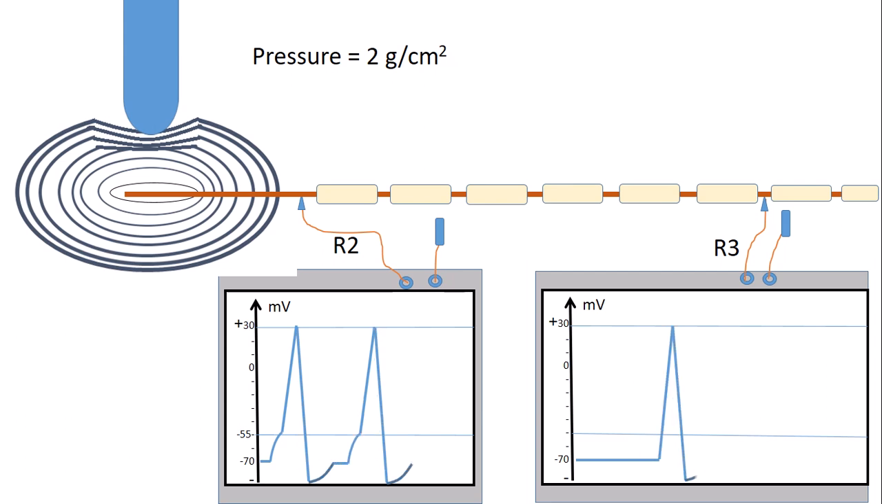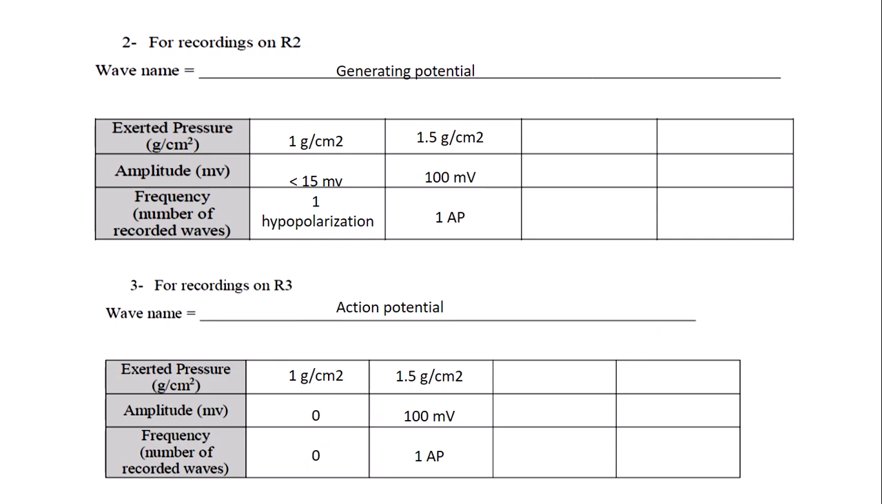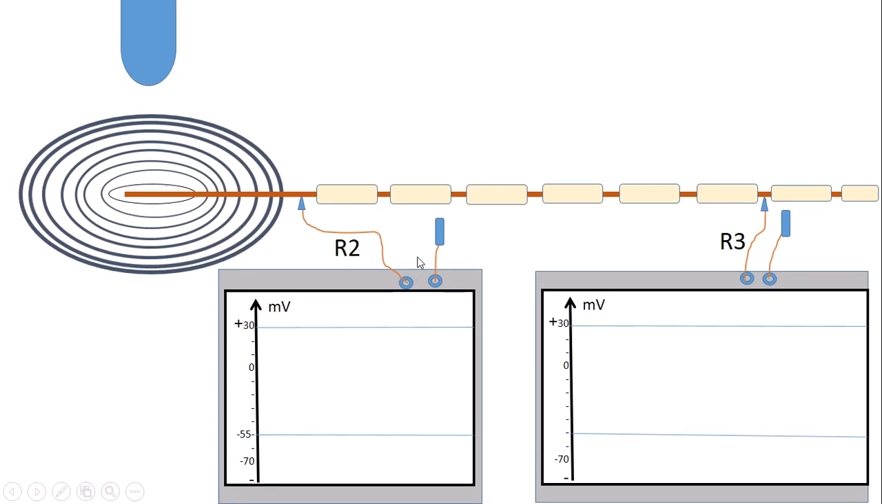What's happening here? Remarkable. So now we have 2 waves recorded instead of just 1. So again, very interesting. The amplitude has remained the same, but the number of waves has doubled, has increased to 2. How about increasing the pressure even further?